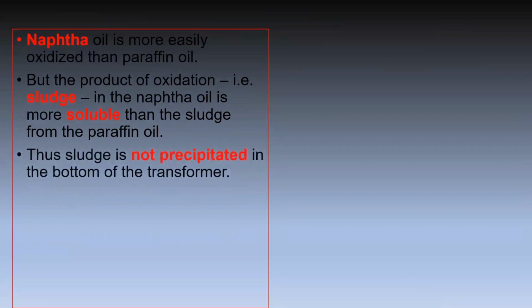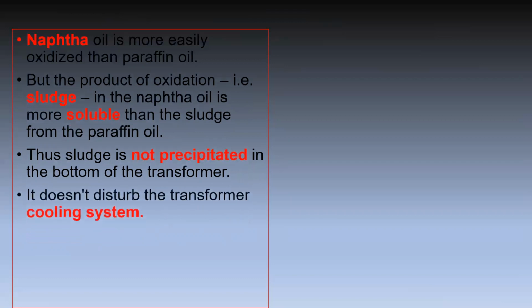So the sludge is not precipitated in the bottom of the transformer. So the sludges will not be formed in the bottom of the transformer. So this will not disturb the cooling system. The cooling system will take place as usual.